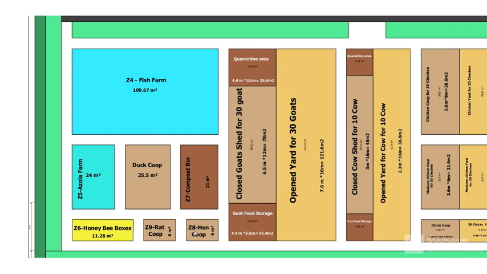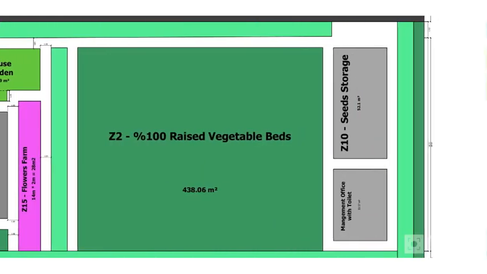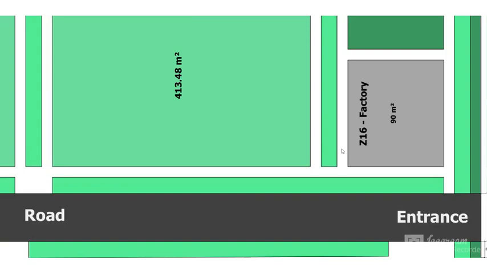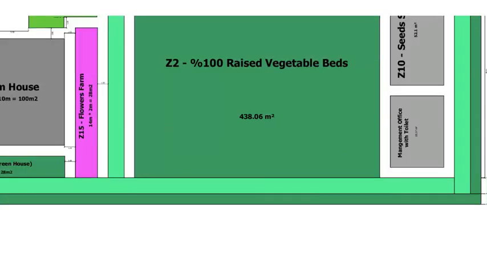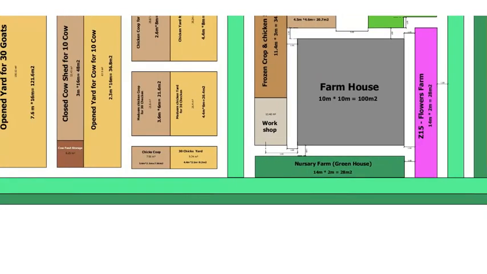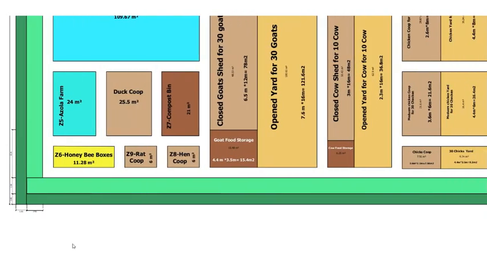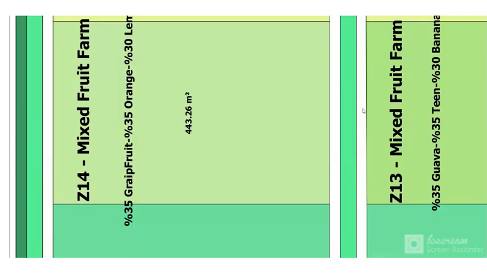Zone 8 is the hen coop. The hen coop is 6 square meters. Zone 9 is the rat coop. Okay, 6 square meters. This is the area. Till now we have a line project. Now we can go to this area to see the other projects here.